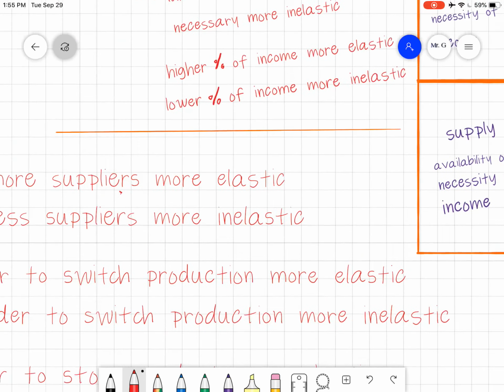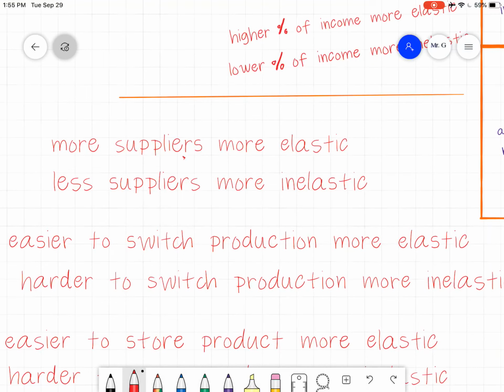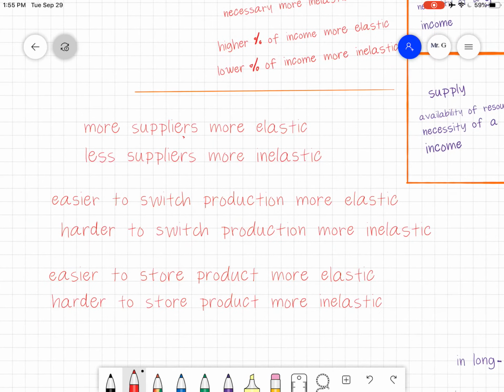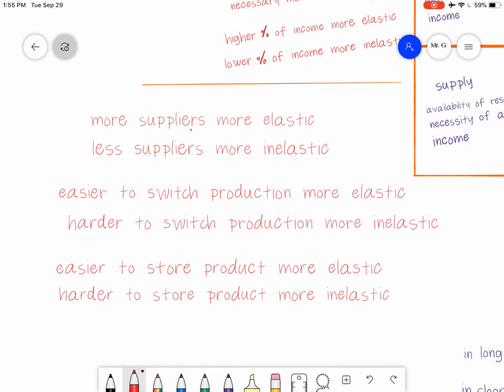Now, if we look at supply, it's the same kind of idea. So we have here the more suppliers, the more elastic. So more suppliers in the market, the more elastic the supply is. Fewer suppliers, more inelastic. If it's easier to switch production, more elastic.